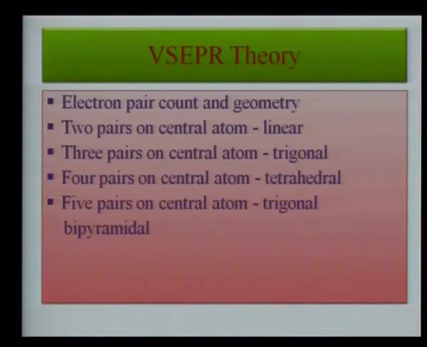Now, bond angles are also affected. In methane, because it is regular tetrahedral, the bond angle is 109.28 degrees. In ammonia, it changes to 107, and in water, it changes to 104. So, as the number of lone pairs of electrons increases, generally the bond angle decreases. The reason is that lone pair electrons are present together, so repulsion will be more, but in bond pairs, repulsion will be less. So, the bond angle decreases.